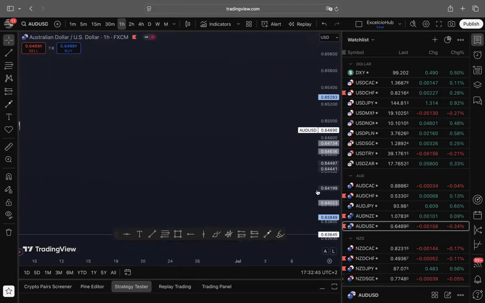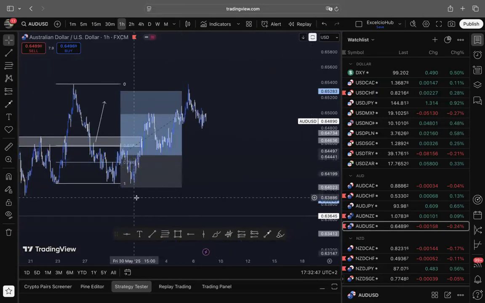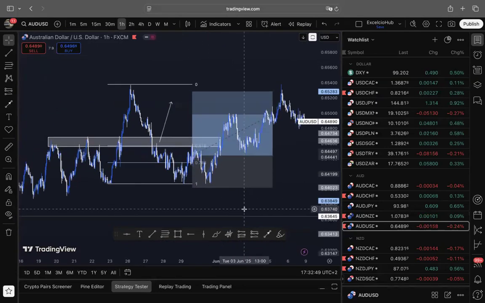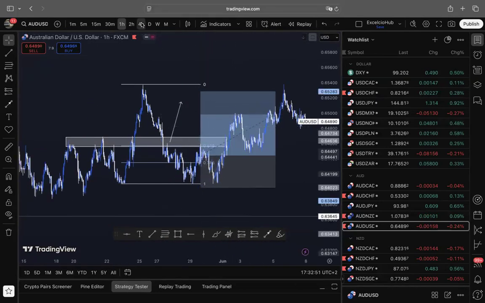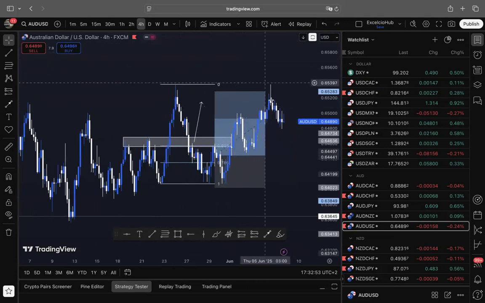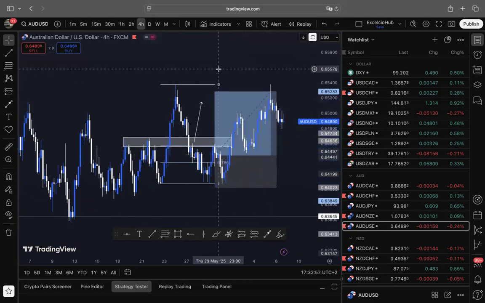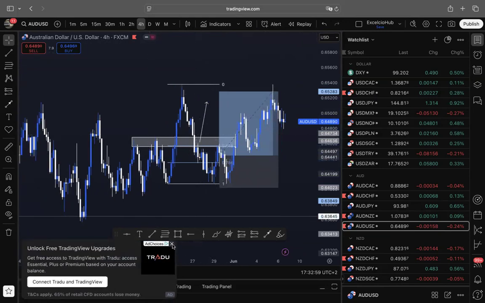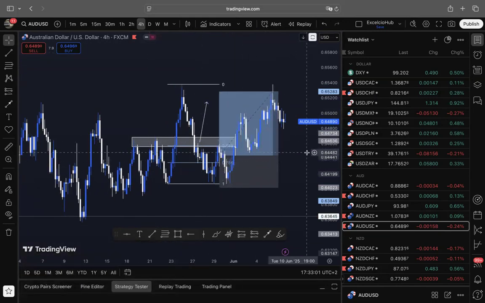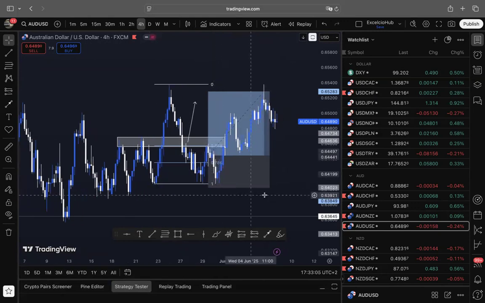AUDUSD, this is the setup I showed you guys where I was in drawdown. It ended up being in profit and hitting the target, which is quite nice. This was correlated with GBP/USD, so it was a little bit aggressive. That's why I took less risk on GBP/USD. So yeah, it very almost stopped out here.